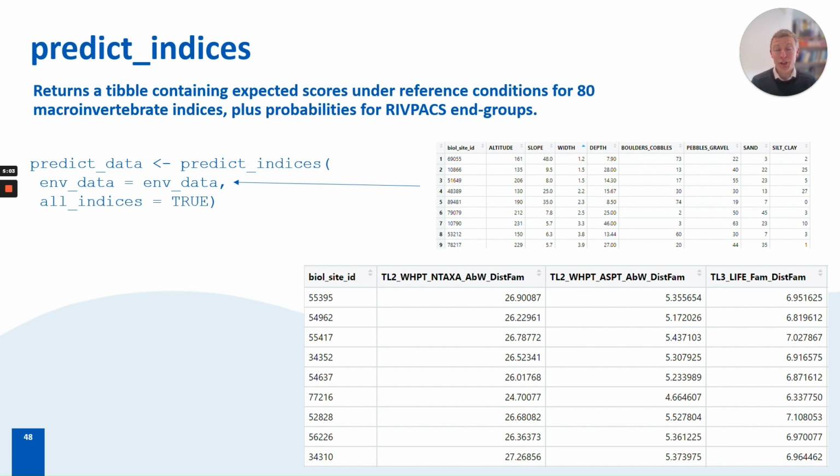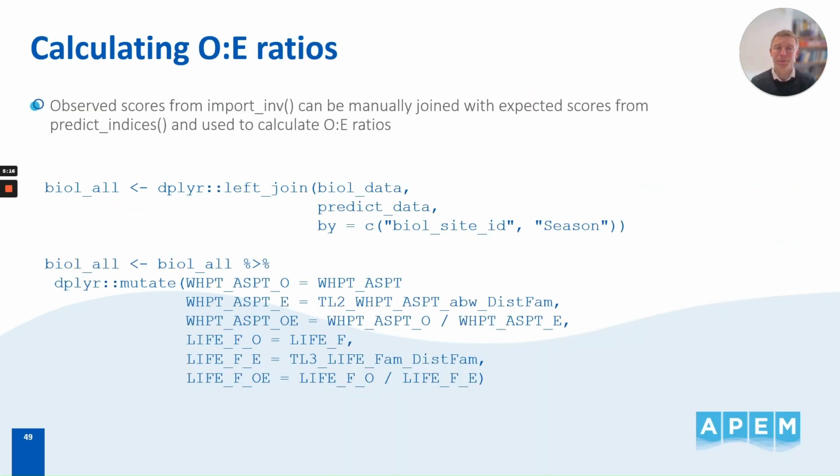So the predict indices function just gives us a very simple, quick and efficient way of generating expected values for our invertebrate indices from within the R environment. That gets us to a point where we have the observed metric scores from the import INV function, and we now also have the expected scores from the predict indices function.